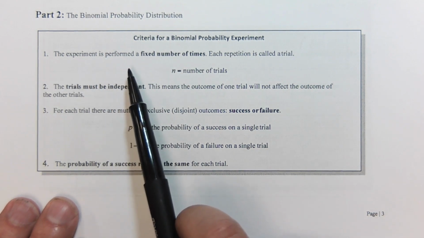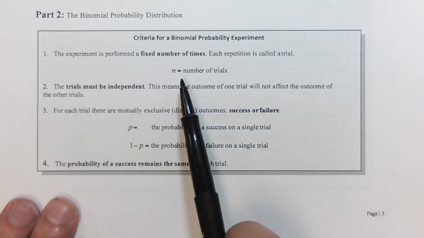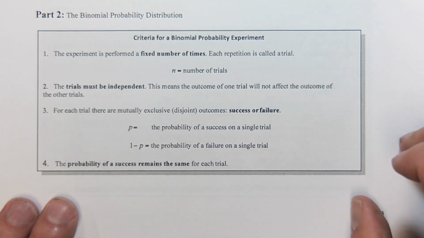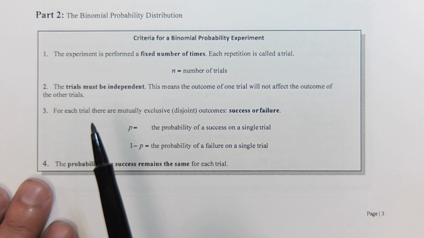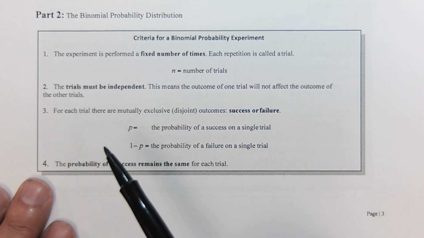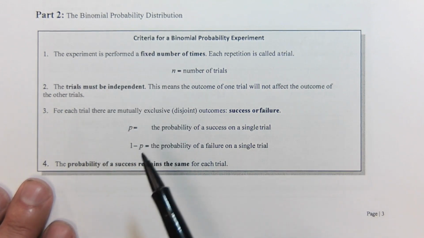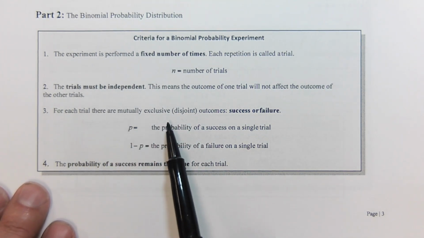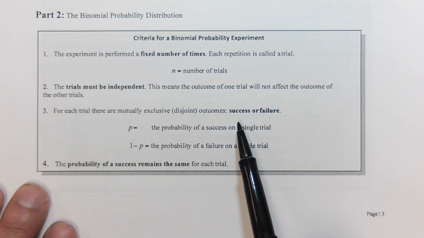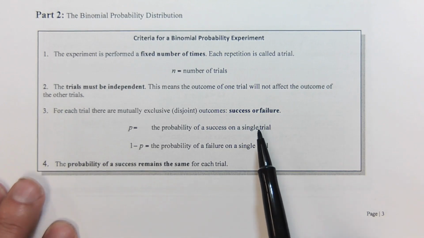The experiment is performed for a fixed number of times, that's n times, and each repetition is called a trial. The trials must be independent. Now, if you remember, independent means that each trial does not affect the next trial, or vice versa. For each trial, there are mutually exclusive or disjoint outcomes, meaning it is either a success or a failure.